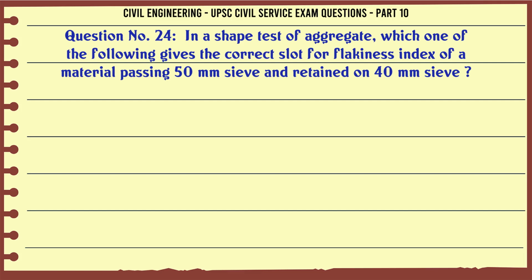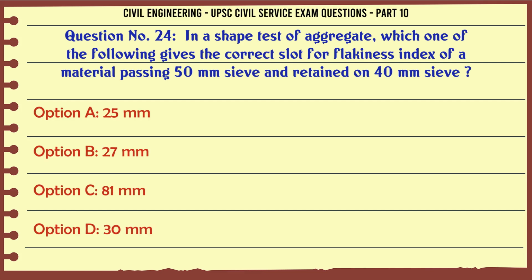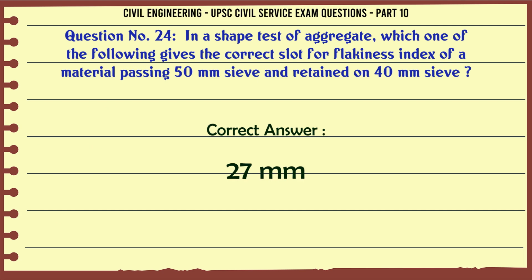In a shape test of aggregate, which one of the following gives the correct slot for flakiness index of a material passing 50 mm sieve and retained on 40 mm sieve? A. 25 mm, B. 27 mm, C. 81 mm, D. 30 mm. The correct answer is 27 mm.